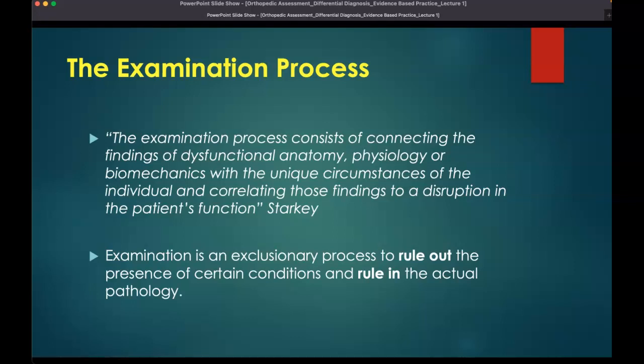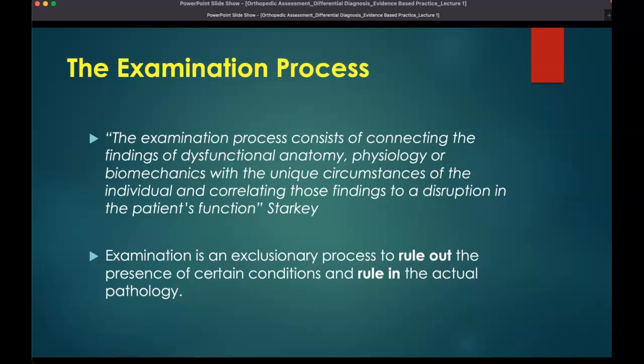When we're thinking about the examination process, we have to be thinking about what it is as a whole. To me, when I think about the examination process, it's you being a detective, right? And trying to connect all of the findings of your assessment or evaluative process, right? And that's going to have you take a look at dysfunctional anatomy, maybe even physiology, depending on the pathology, and/or aberrant movements or disruptions in joint biomechanics, right? And you're going to take all of your findings in your HIPS assessment, bring them together to come to one conclusion or one diagnosis, right?